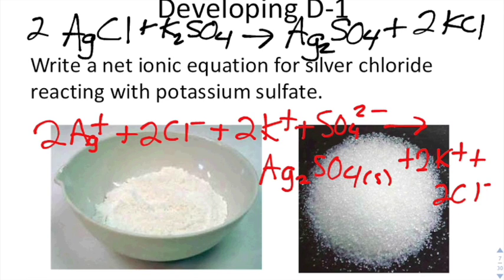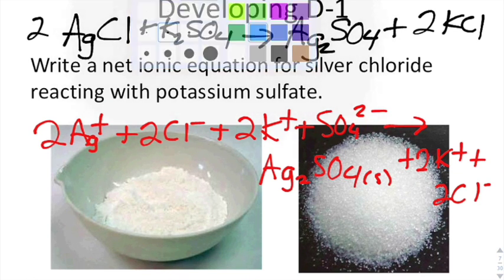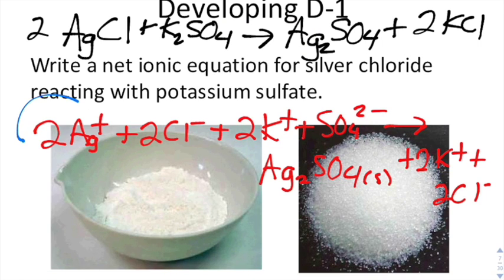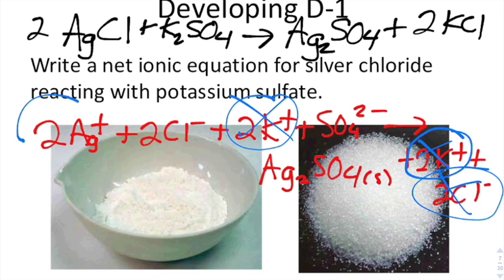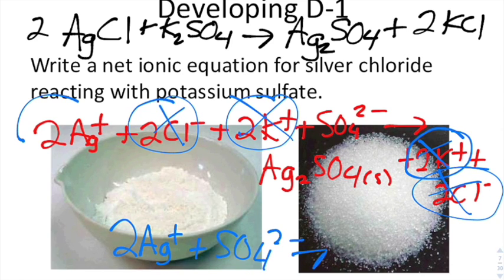At this point, you have to identify everything that's the same on both sides. So you'd say, look, I've got 2 Ag plus here. Nope, no 2 Ag plus there. So I've got 2 K pluses, they cancel out. I've got 2 Cl minuses, they cancel out. So my net ionic equation would be 2 Ag plus, SO4 2 minus goes to Ag2SO4.